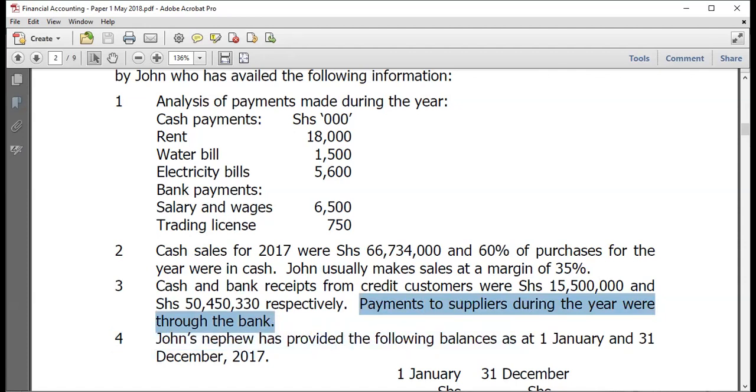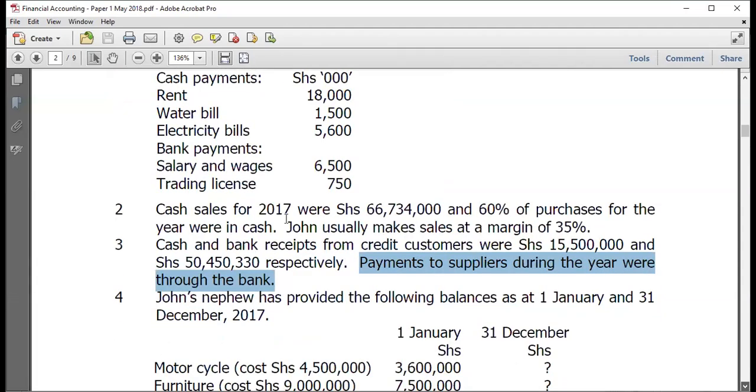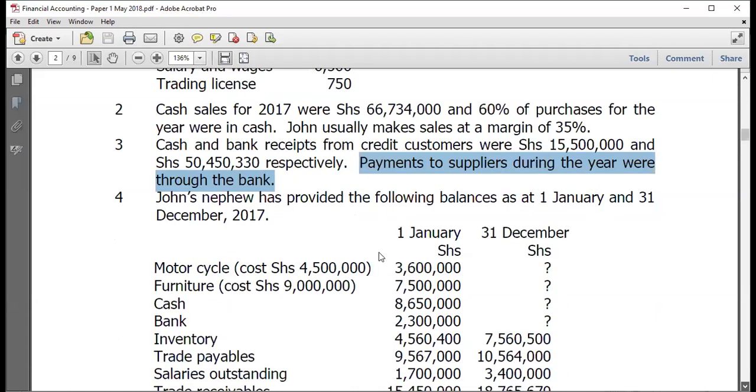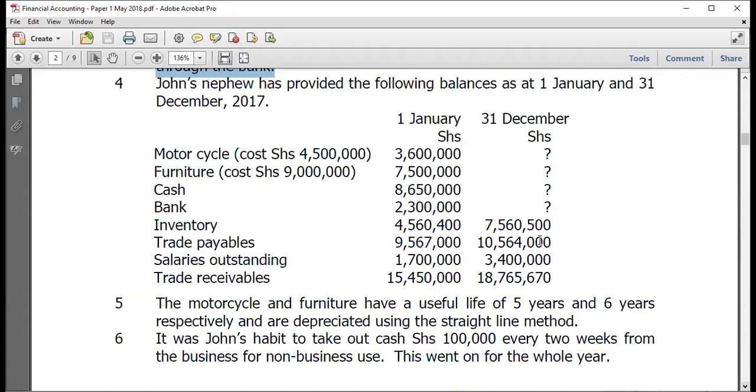Payments to suppliers during the year were all through bank. That is just for information purposes, that after I've gotten the payments to suppliers figure, I should record it under the bank column. Mine is to also look at these balances. I've already utilized these balances accordingly. The motorcycle and furniture useful life is not related to what I want.